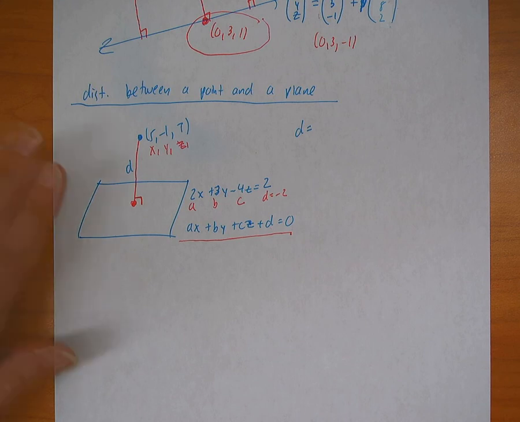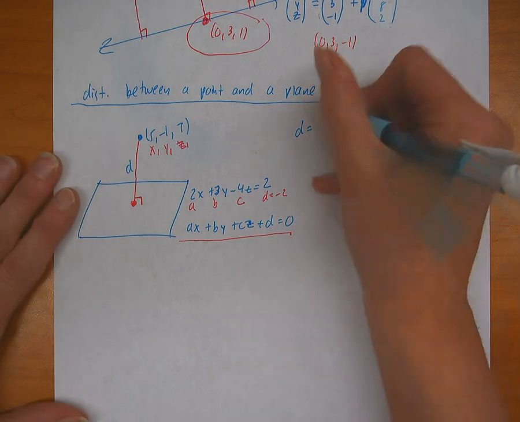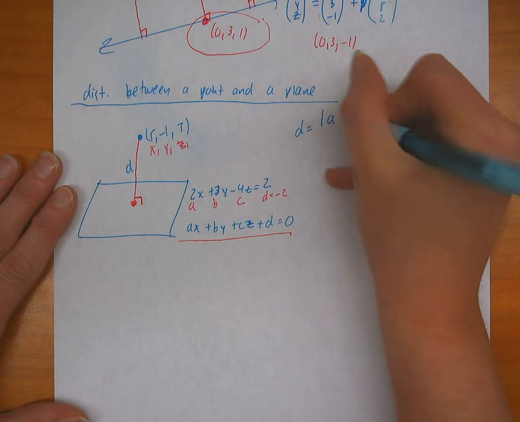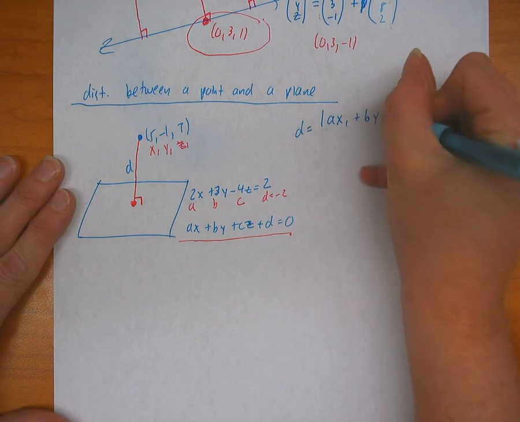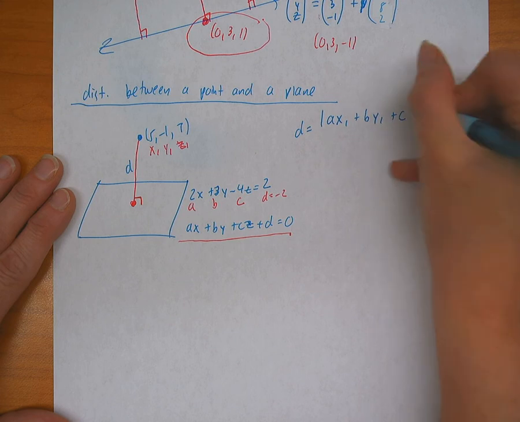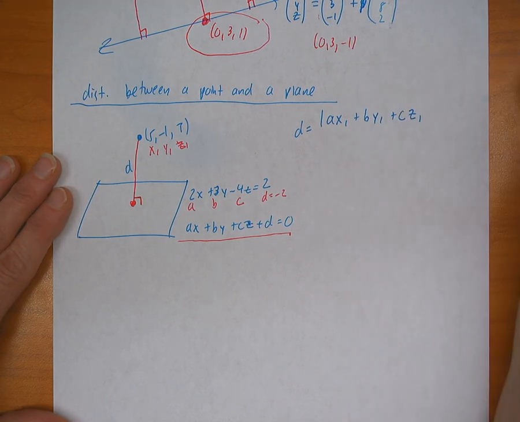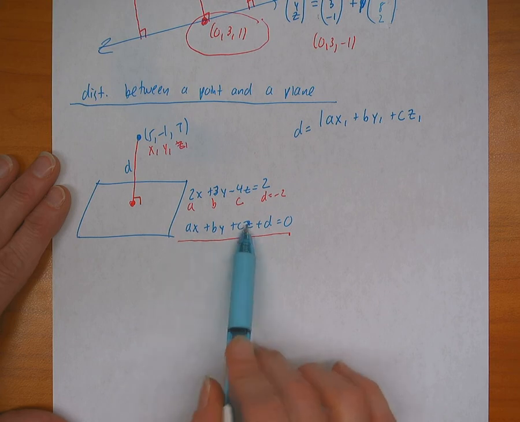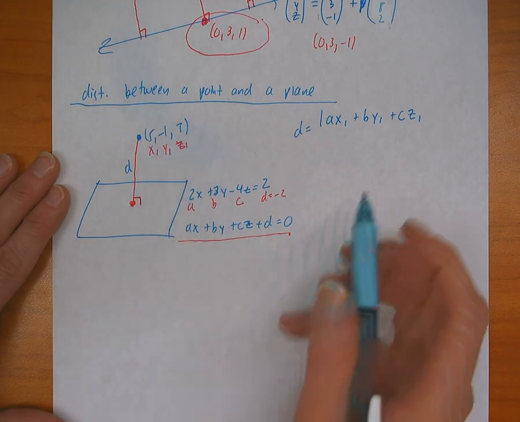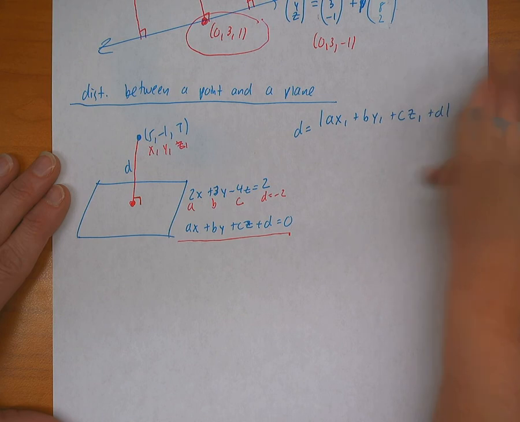So the formula that we can use to find the distance, we're going to take the absolute value of A times x1 plus B times y1 plus C times z1. So we're basically doing the dot product between the coefficients and the point up here. But then we are actually also adding in D.